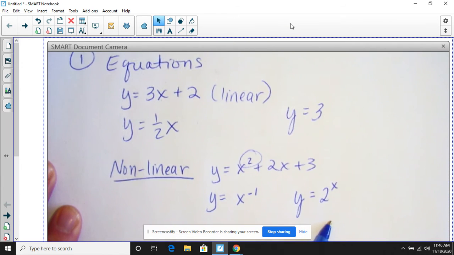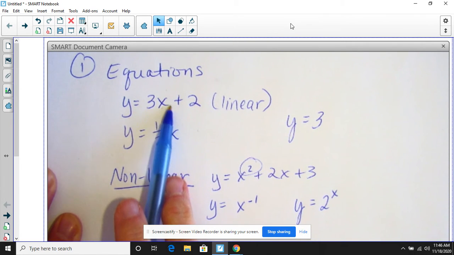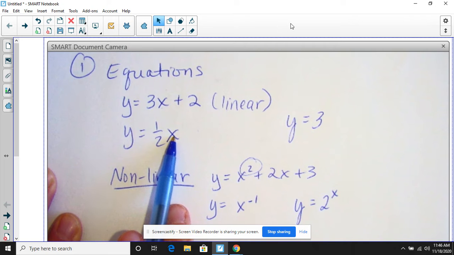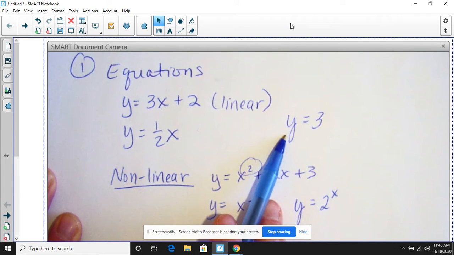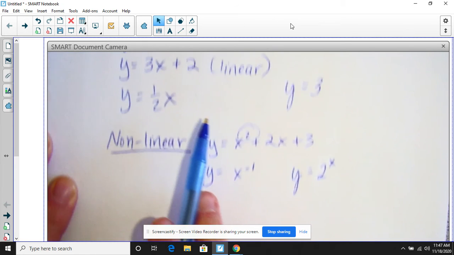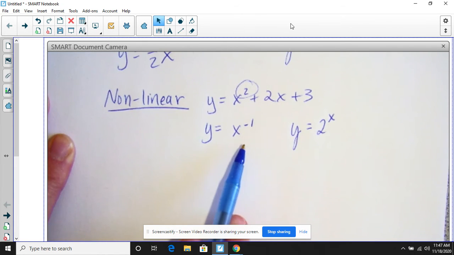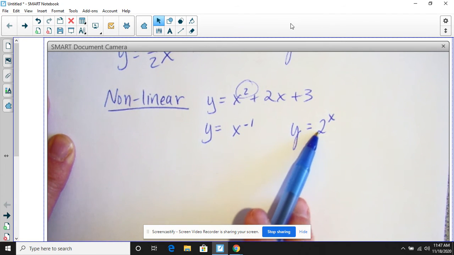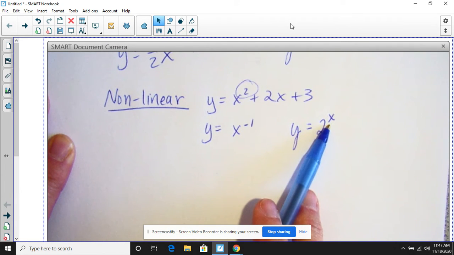So the only way it's linear is if the only power of x is the power of 1. Okay? The highest power of x is 1, or if it's nonlinear, the highest power of x is something other than 1, or x is actually the exponent.